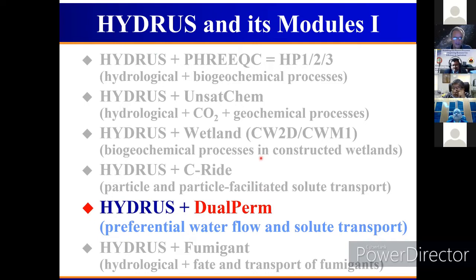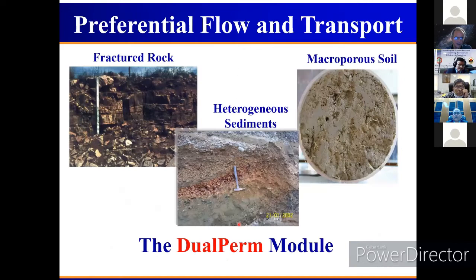Then the module DUALPERM, I will give more details about that one because that deals with the preferential flow, which a lot of people are interested in, flow and transport. And preferential flow and transport are likely the most frustrating processes for soil physicists, because they really hamper our ability to accurately predict contaminant transport in soils and fractured soils.